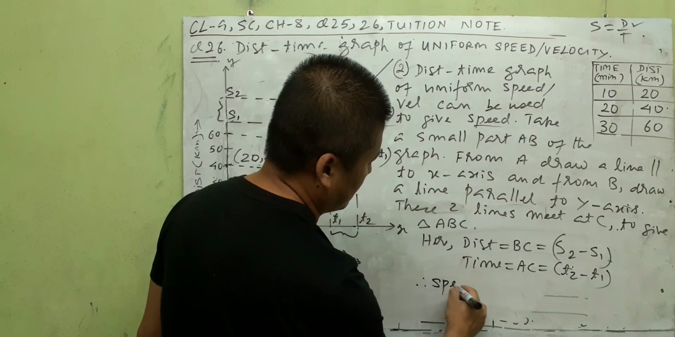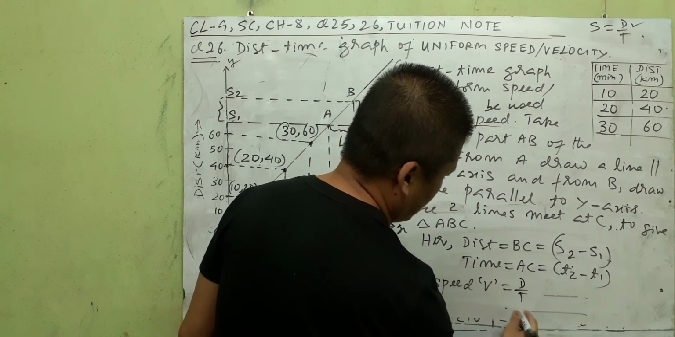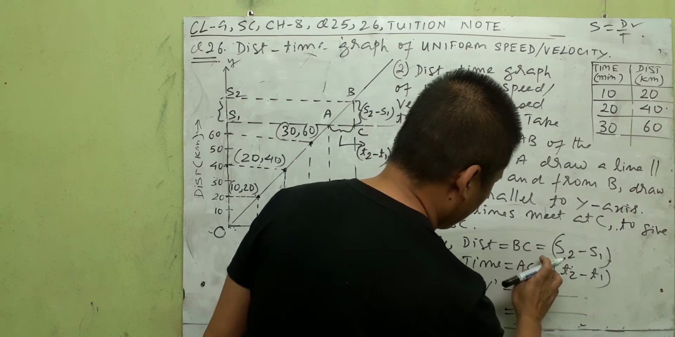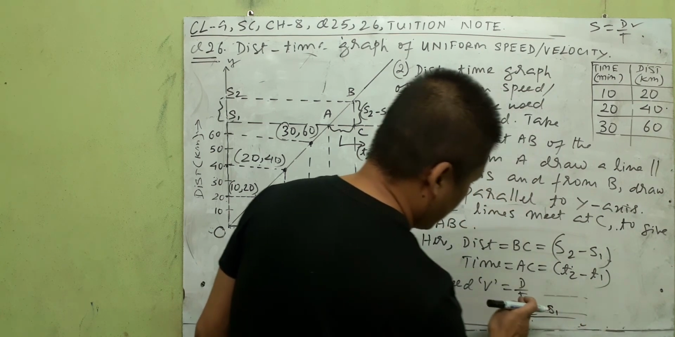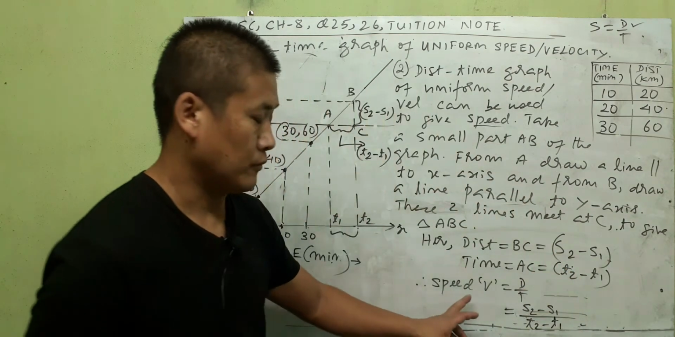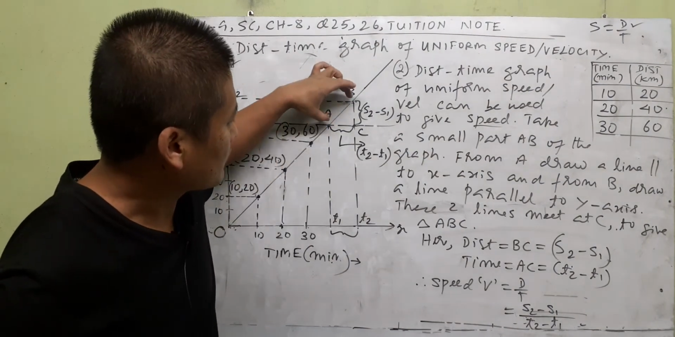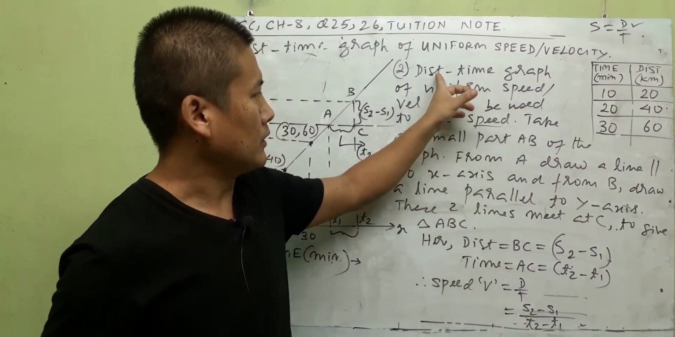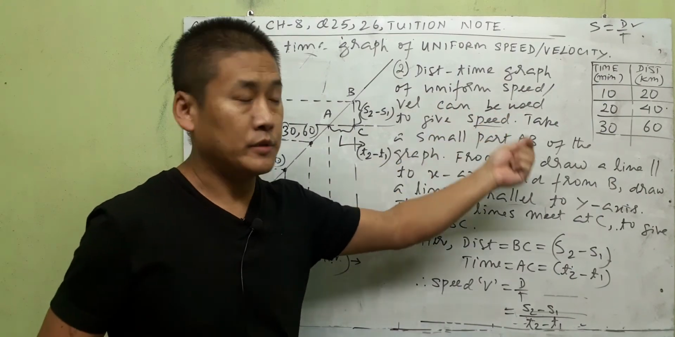Therefore, speed here, let's say given by V, is equal to distance by time, we know that. So that will be equal to distance BC, S2 minus S1, divided by time, T2 minus T1. With this formula, we can easily calculate the speed of this object by using a small portion of the straight line graph. So this is the technique by which you find the speed of an object with uniform speed or velocity from its distance-time graph.